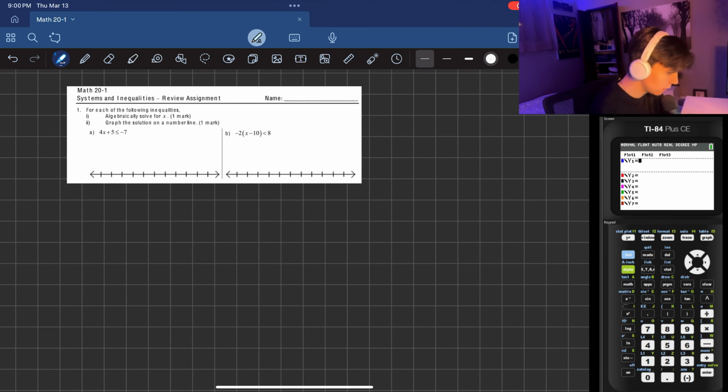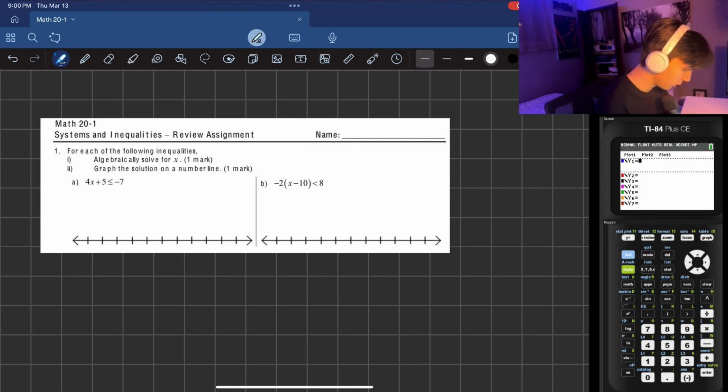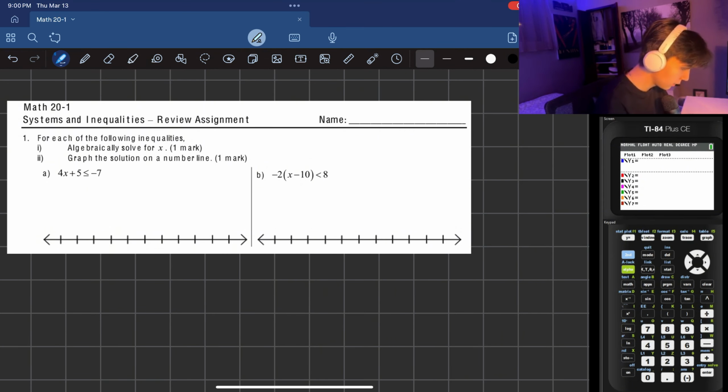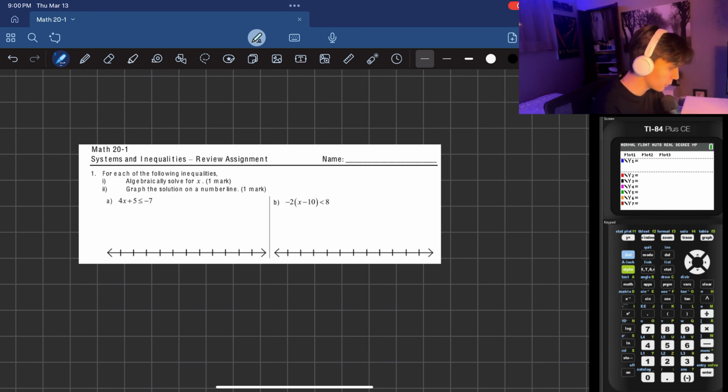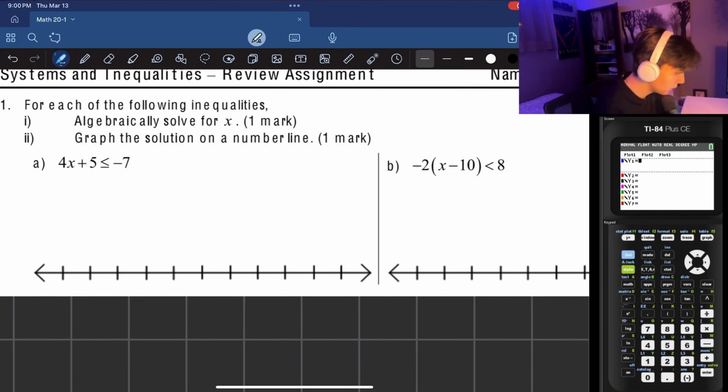So now we're going to be doing some inequalities. We're going to be moving on from our systems of equations. So let's take a look at how to solve these inequalities. There's a couple things you want to know when you're doing inequalities. Whenever you multiply by a negative number, your sign will flip, or whenever you divide by a negative number, your sign will also flip. So just make sure we're keeping track of that and not getting lost with that.